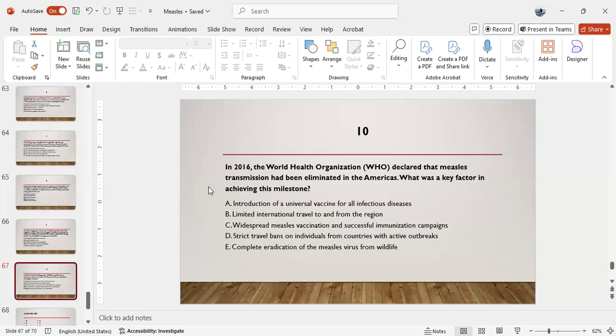A. Introduction of a universal vaccine for all infectious diseases. B. Limited international travel to and from the region. C. Widespread measles vaccination and successful immunization campaigns. D. Strict travel bans on individuals from countries with acute outbreaks. E. Complete eradication of the measles virus from wildlife.